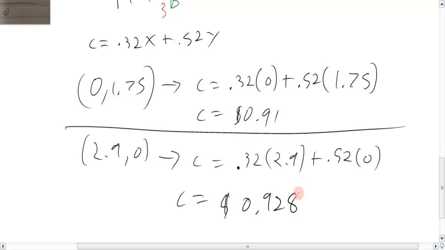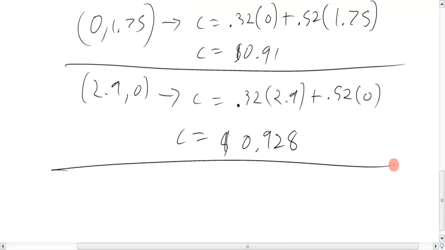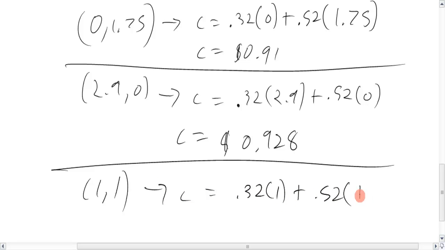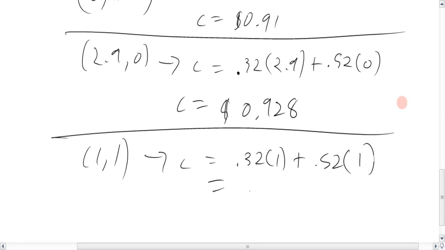And that results in a cost of 92.8 cents. So far the one that's winning is the 91 cents because it has a lower cost, but we still need to check the point (1, 1). That's where the two lines intersected. So when we do this, this is 0.32 times 1 plus 0.52 times 1. Essentially we just end up with 0.32 plus 0.52, which is going to be 0.84. So now we're just asking ourselves, which one has the lowest cost? Well, it's that one right there. So this is our answer.